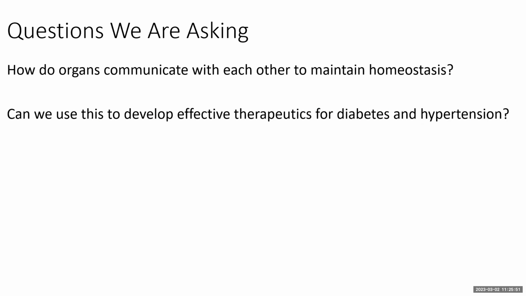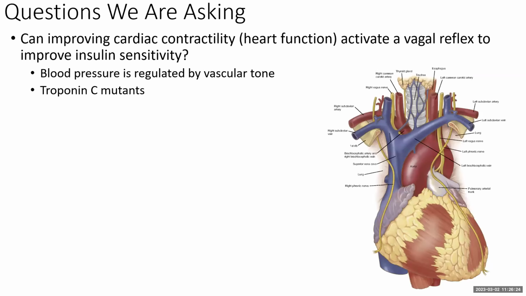And so the question we ask is, how do the organs communicate with each other to maintain homeostasis in a normal animal, or induce pathophysiologies, meaning bad physiologies, in an obese setting? And can we manipulate that organ-to-organ communication to develop effective therapies for type 2 diabetes and for hypertension? And I just want you guys to jump in at any point if you have questions. I don't mind being interrupted.